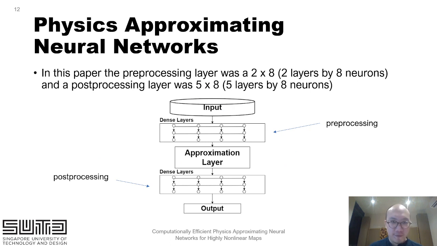Now, if you want to look at it graphically, it'll look like that, with the approximation layer being embedded in between a pre-processing and post-processing layer. In our paper, the pre-processing layer was 2 layers by 8 neurons, and the post-processing layer was 5 by 8 neurons.